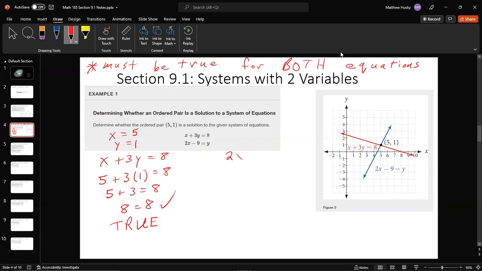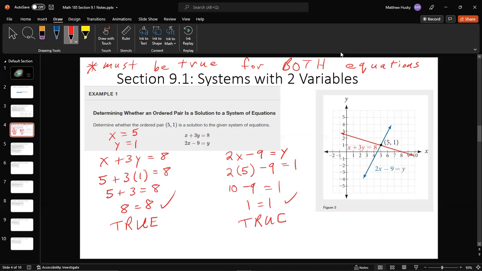Next, we're going to take the other equation, 2x minus 9. That should equal y. Okay, so the x value again is a 5. So we're going to replace x with 5. The y is a 1. We're going to replace y with 1. Two times 5 is 10. 10 minus 9 is 1. So you end up with 1 equals 1.